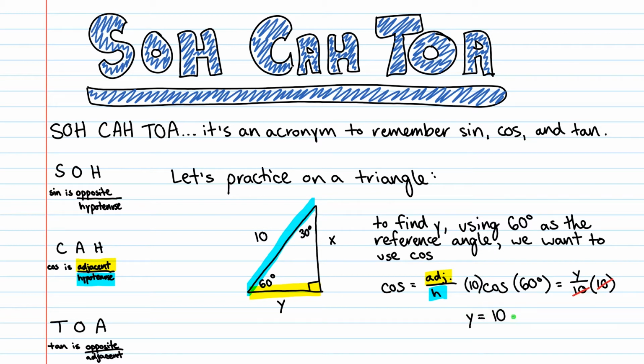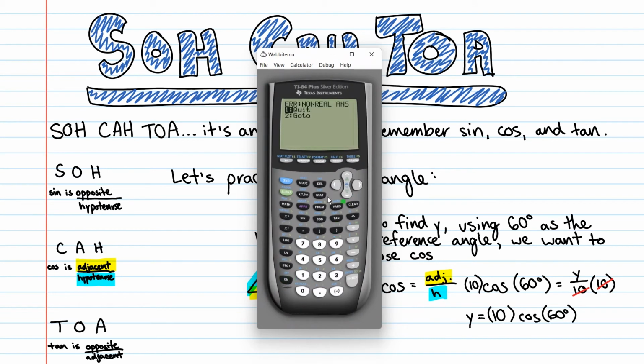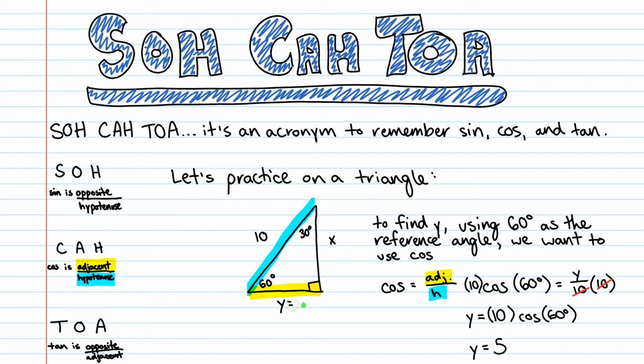And then I'm going to multiply by 10 on both sides and simplify this to get our answer. We can use a calculator, and I want to make sure that we're in degree mode here. Otherwise, if you're in radian mode, you'll get a very weird answer. So we'll get our answer, which is that y has a side length of 5.